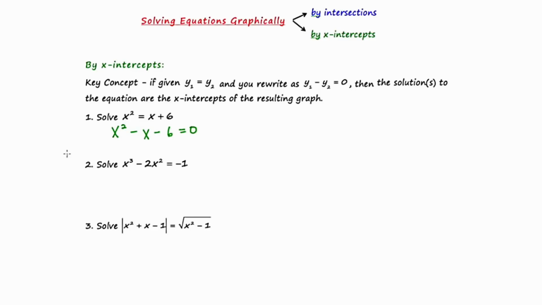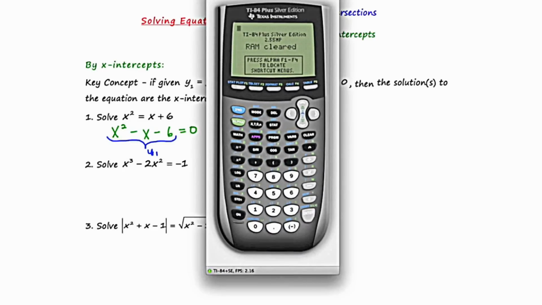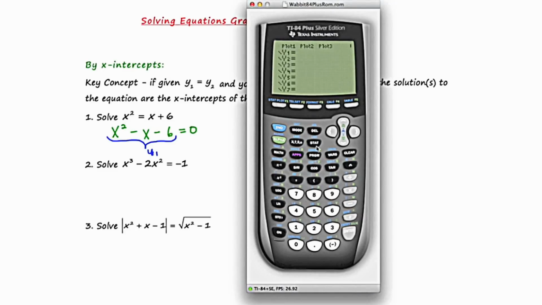Now I'm going to turn the calculator on and enter the left-hand side as y sub 1. I'm going to go to the y equals screen, and type in x squared minus x minus 6. I'm going to start with a zoom 6, a standard viewing window. And you might remember from an earlier algebra class that this is going to be the graph of a parabola.